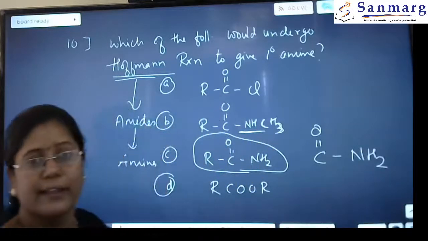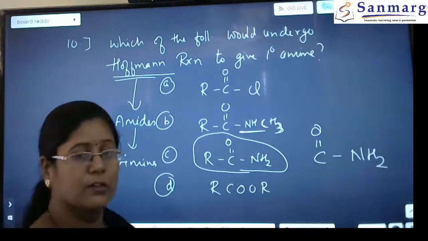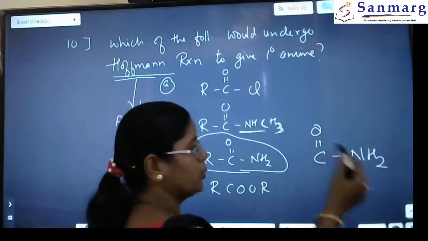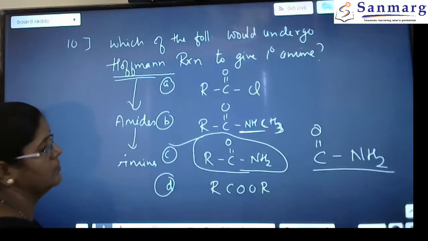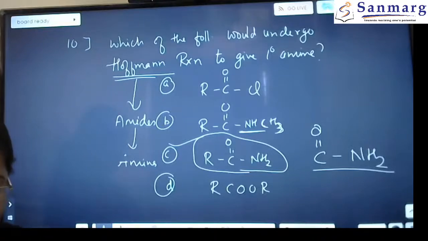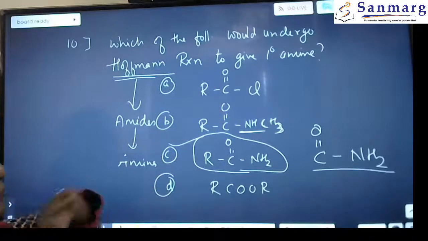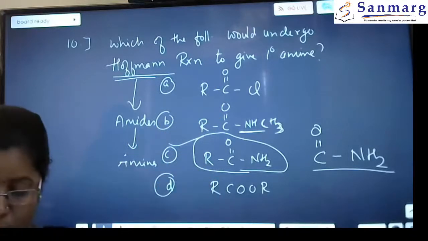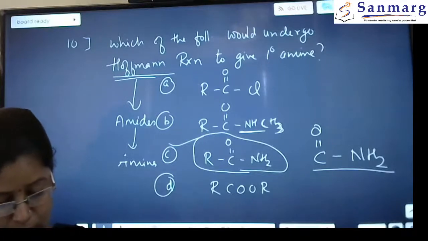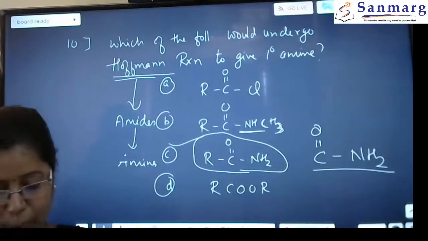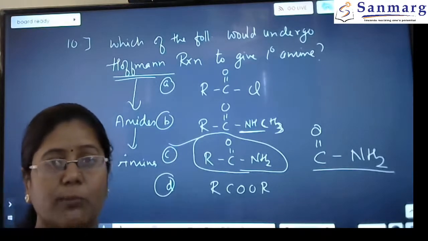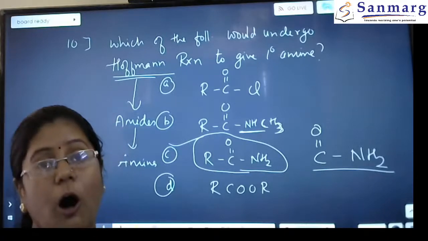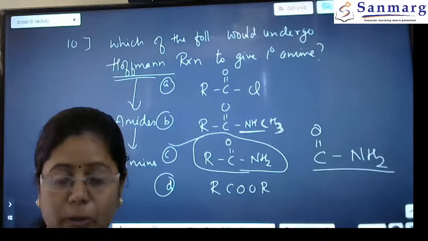Benzamide, acetamide, like this. So amides are nothing but compounds having the C double bond O NH2 group. So among these, option C is an amide. Okay, so this is an amide. So the one which undergoes Hoffman's reaction is the last option, C, the third one. Hoffman's bromamide reaction is for primary amides. Primary amides means they should have the C double bond O NH2 group.